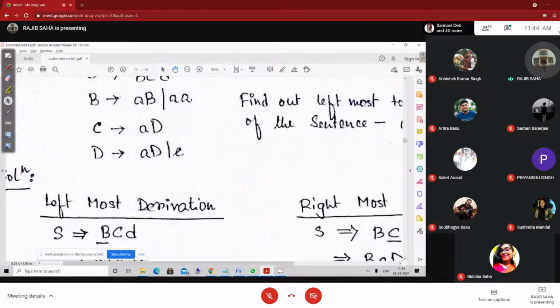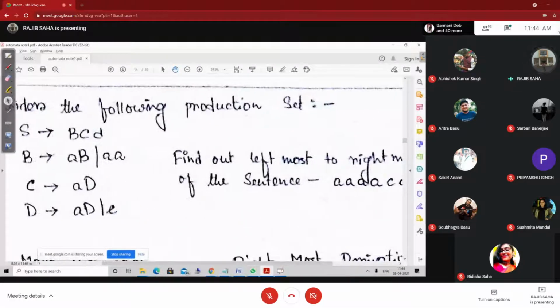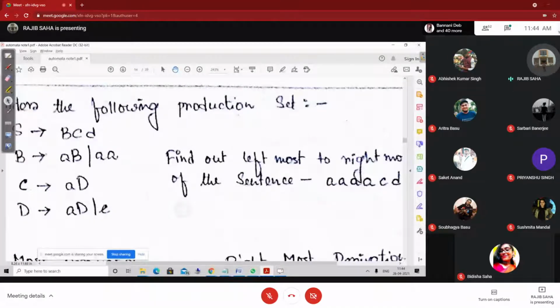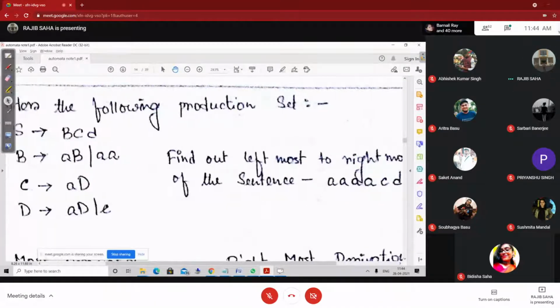We have this grammar with us. I think the grammar is well visible to all of you. S tends to BCd, B tends to AB, like that. And we need to derive this sentence, that is A, c, d. We need to form this sentence.